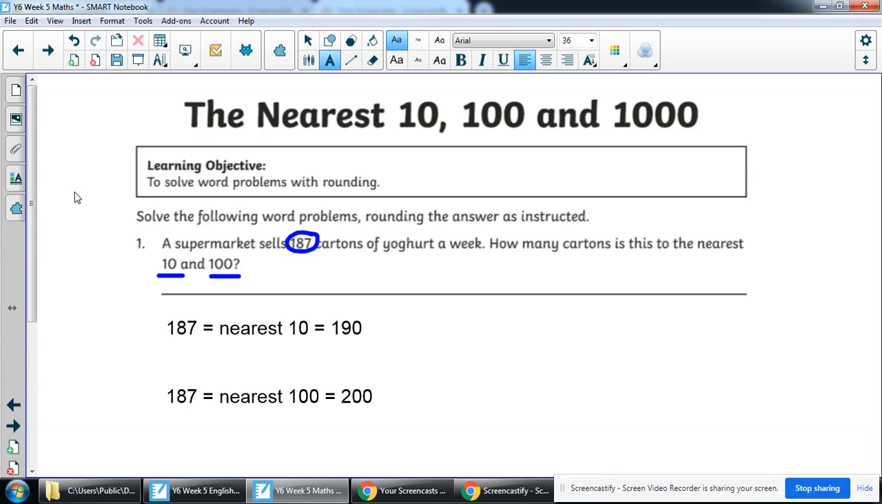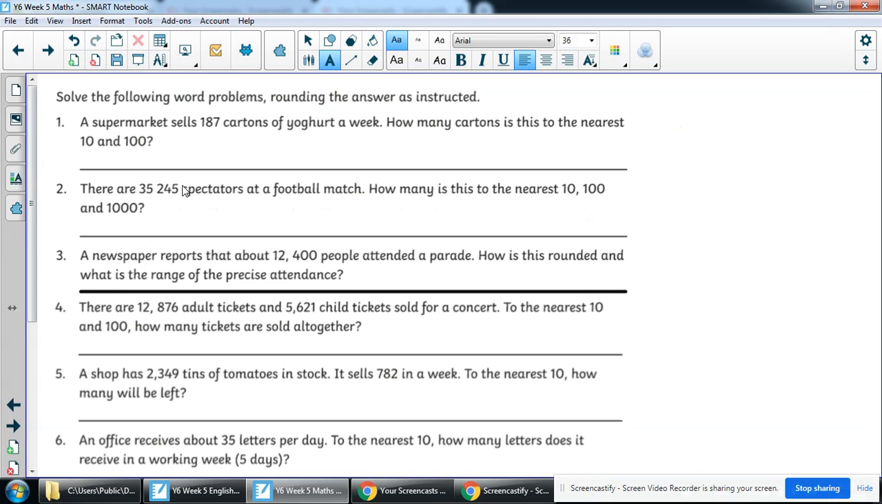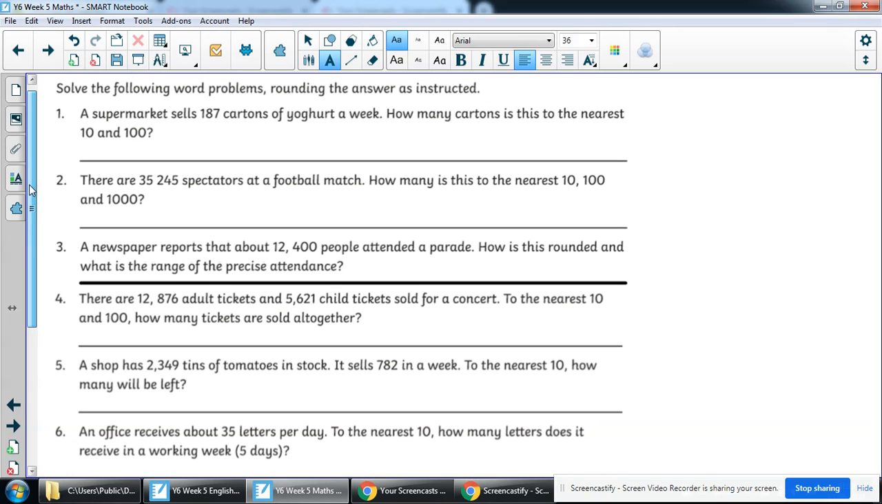So recapping nearest 10, nearest 100 and nearest 1,000. Here are your questions. The first one we just did together, so you can include that into your answer, and then you have another 5 questions to complete. Some of them ask you to round it to all 3. Some of the questions ask you to do a couple. So read them through. Make sure you read them carefully, and I want you to include your answers as per usual on the class portfolio online.